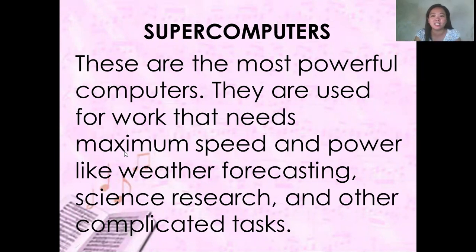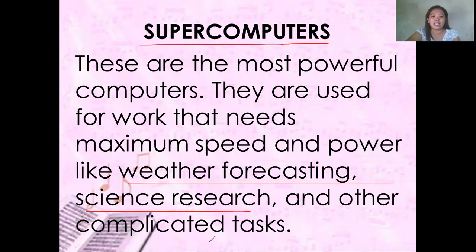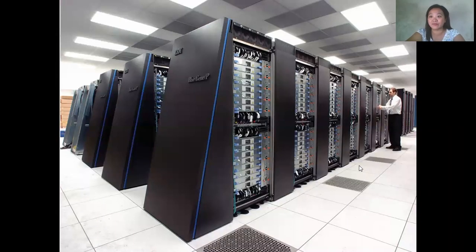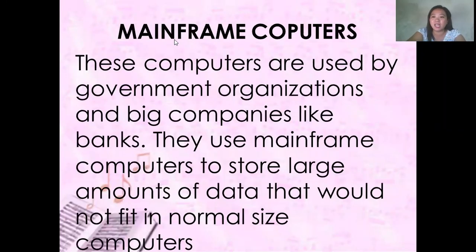The fastest speed, and the power, like weather forecasting, science research, and other complicated tasks. So the supercomputers are used for science research, weather forecasting to know the weather, and other complicated tasks. So that's the use of supercomputers. And I'm going to show you the picture of a supercomputer, and it looks like this. This one is a supercomputer. Next is the mainframe computers. Okay, there's an M here.